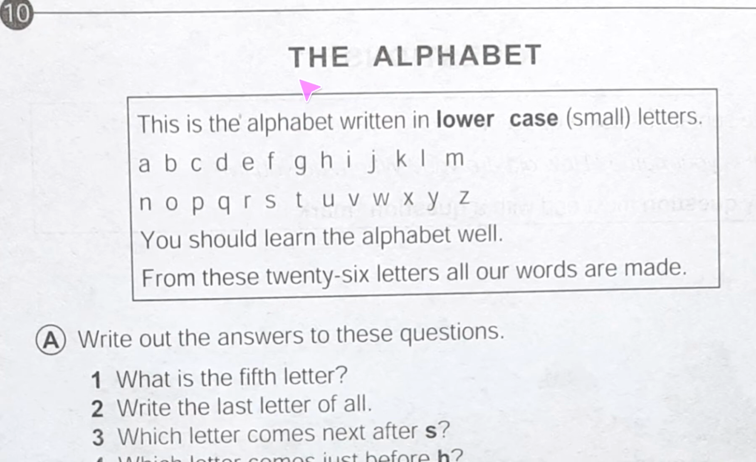The topic is the alphabet. I think you know already about the alphabet. Here it is written, this is the alphabet written in lowercase, in small letters. Here A, B, C, D, E, F, G, H, I, J, K, L, M, N, O, P, Q, R, S, T, U, V, W, X, Y and Z or Z.